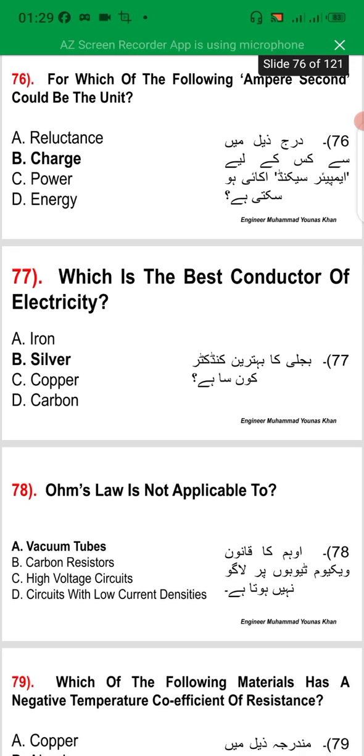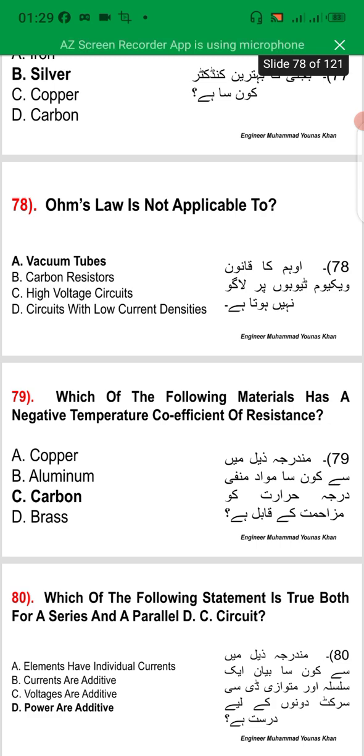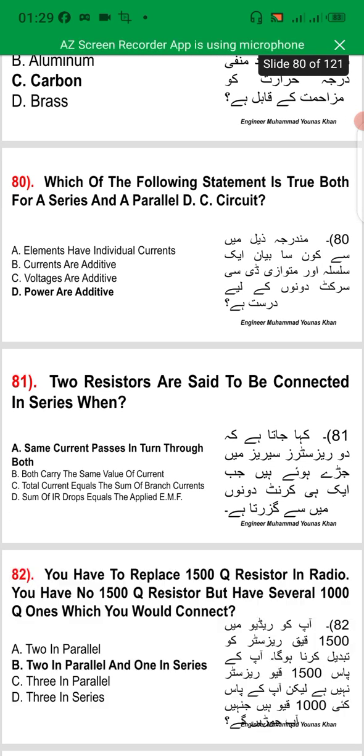Which is the best conductor of electricity? Silver. Ohm's law is not applicable to vacuum tubes. Which of the following material has a negative temperature coefficient of resistance? Carbon. Which of the following statements is true both for a series and a parallel DC circuit? Powers are additive. Two resistors are said to be connected in series when the same current passes in turn through both.